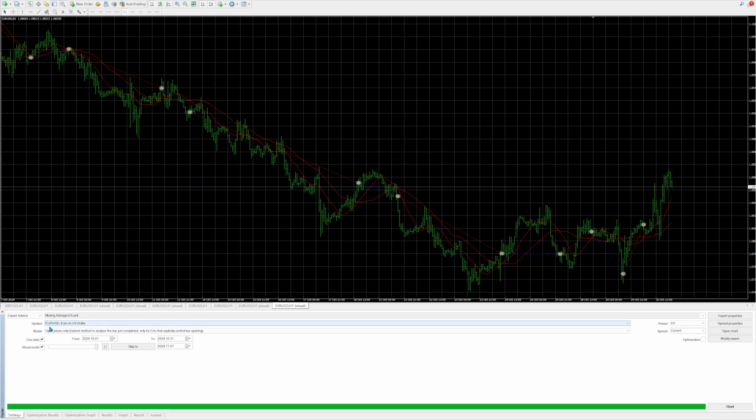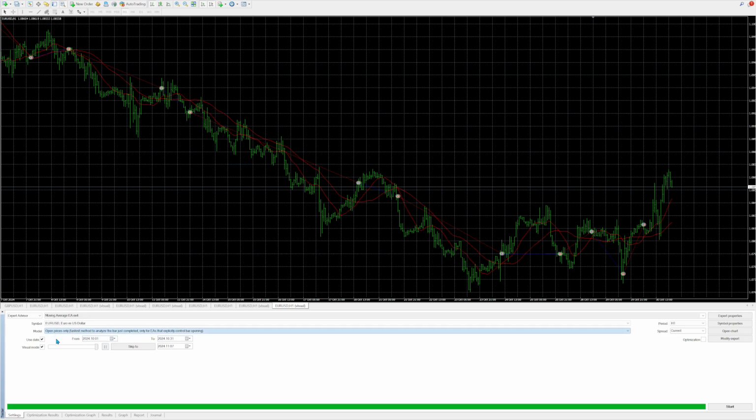For the symbol, I've chosen the euro dollar. You can use any traded instrument that you wish. And for the period, I've chosen the 1 hour time frame. Again, you can use any chart time frame that you wish. I just find that the 1 hour, 4 hour, and daily charts tend to produce the better results, primarily because they contain more price data. Therefore, the signals tend to be more reliable.